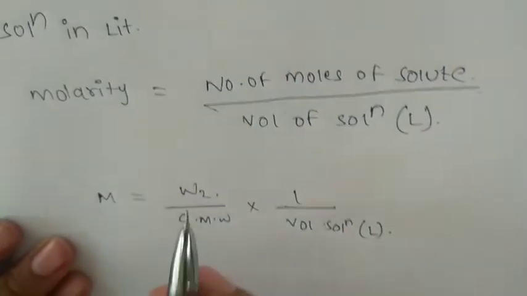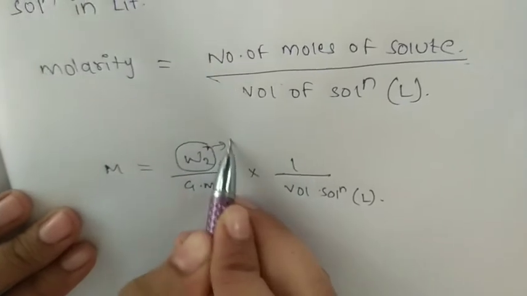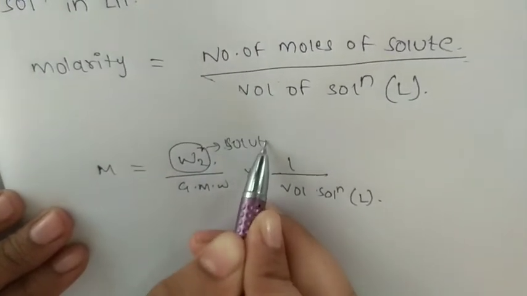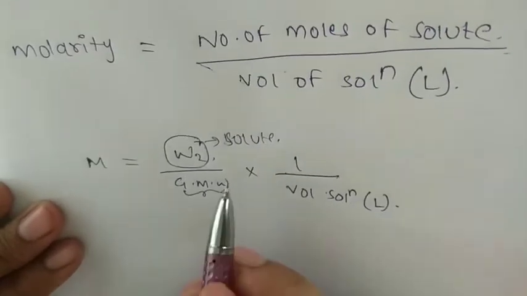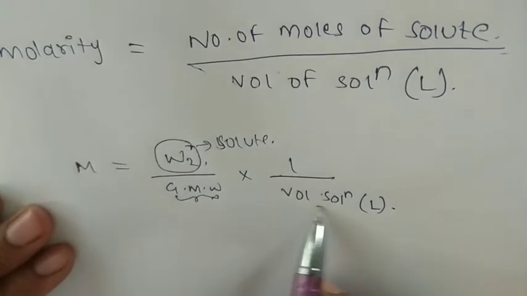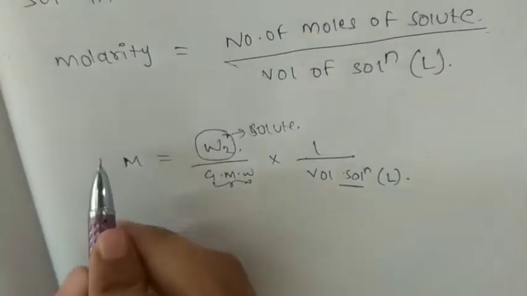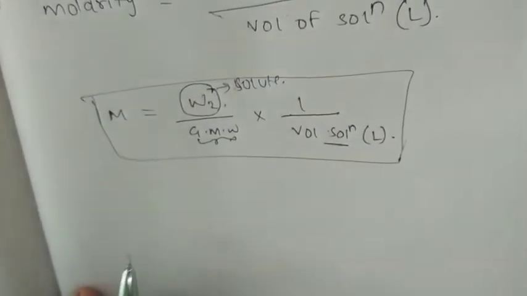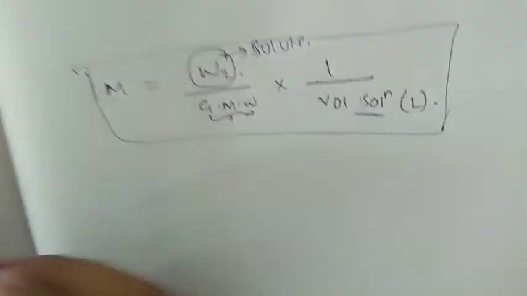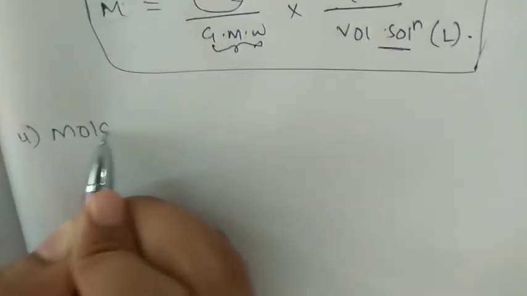Here W2 means weight of the solute, and in the question they will give the gram molecular weight, or you should calculate the gram molecular weight. The question will also give the volume of the solution. So it is a simple way to calculate the molarity. It is denoted by capital M. Next, shall we go to molality.